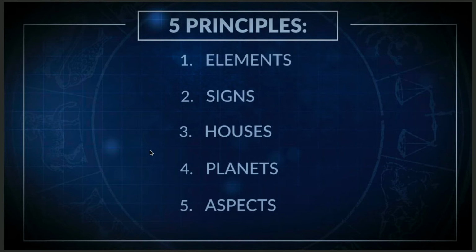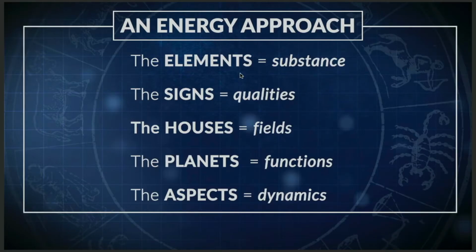And we went on to define each of these 5 principles in terms of their energy approach. Remember, we talked about taking an energy approach to astrology from the perspective that everything is energy, and how we use our energy will determine how we experience our lives. So we endeavored to define these 5 principles in terms of energy and experience. We reduced each one down to a single keyword: the elements are the substance of experience, the signs represent the qualities of our experience, the houses represent the fields of experience, the planets the functions of our experience, and the aspects the dynamics of the experience.